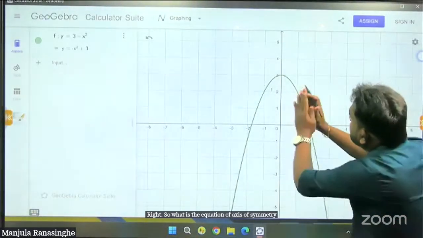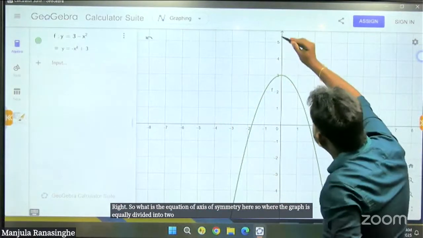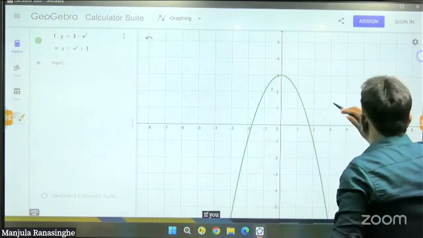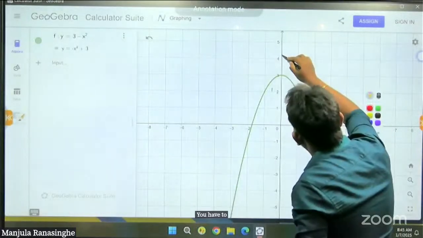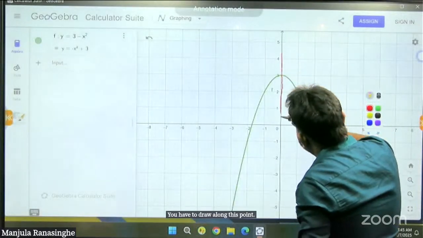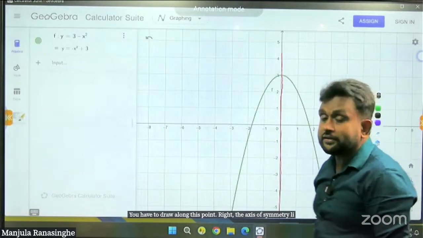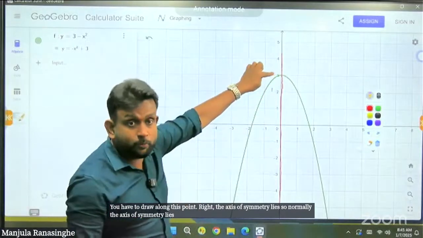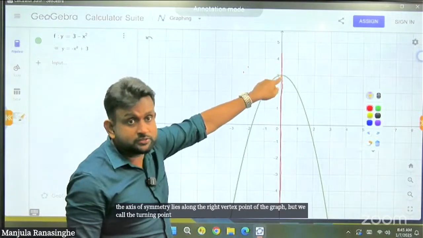So where the graph is equally divided into two parts along this axis, right? If you draw this one, this is the axis you have to draw along this point, right? The axis of symmetry lies here. So normally the axis of symmetry lies along the vertex point of the graph, what we call the turning point of the graph. So this is the turning point.